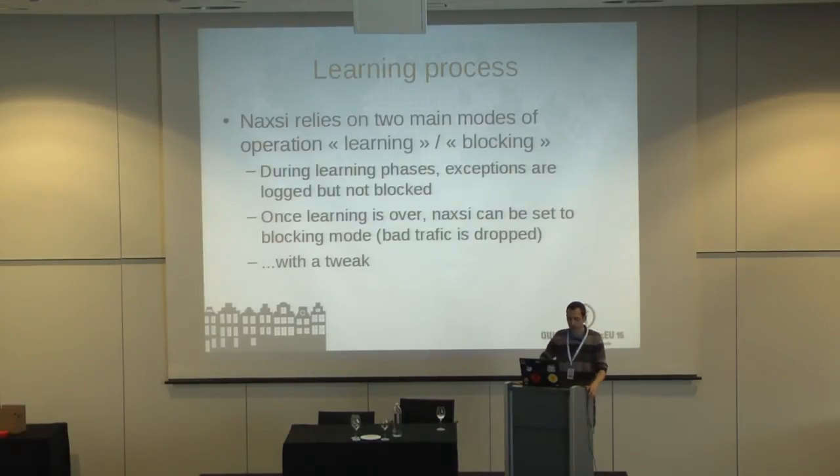So Naxsi relies on two main modes, which are the learning phase, which is at the very beginning, and the blocking phase. During the learning phase, all the HTTP requests are analyzed, but nothing is blocked. Naxsi will simply log everything it sees and every anomaly it sees for further analysis. And once you are satisfied with your learning, Naxsi can be set to blocking mode, where every request that matches an ID that was not predicted or allowed will get blocked.